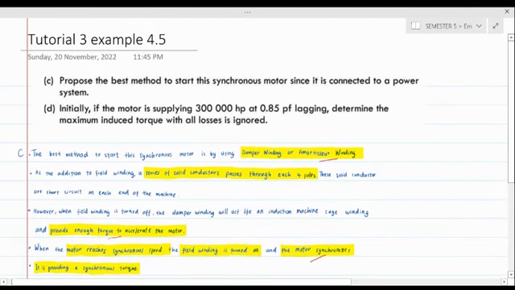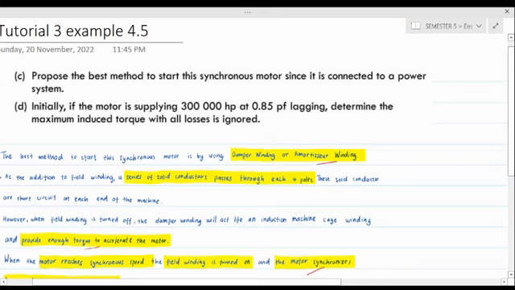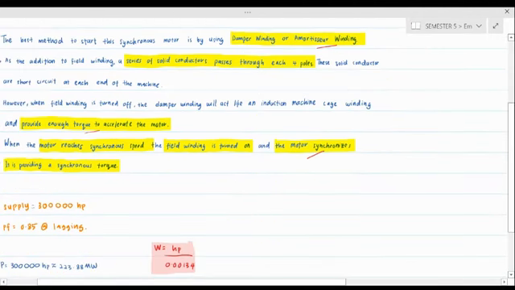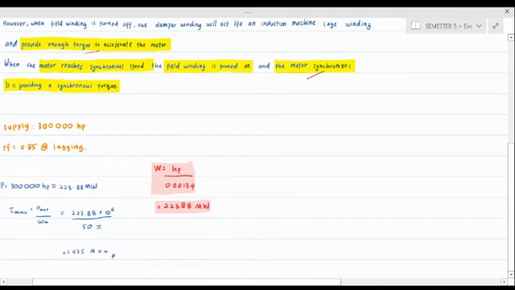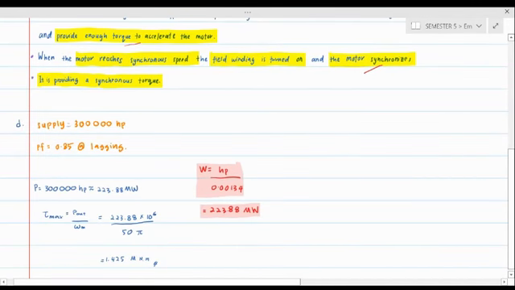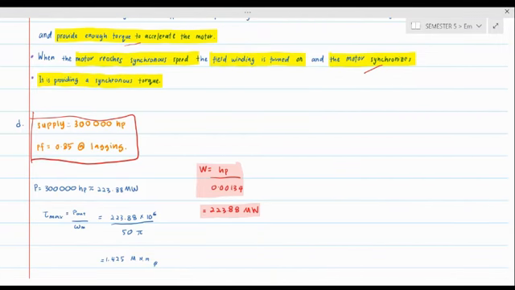Okay, last question, D. Initially, if the motor is supplying 300,000 horsepower at 0.85 power factor lagging, determine the maximum induced torque with all losses ignored. Okay, first we list down all the info, which is we know that the supply is 300,000 horsepower and the power factor is 0.85 at lagging condition.